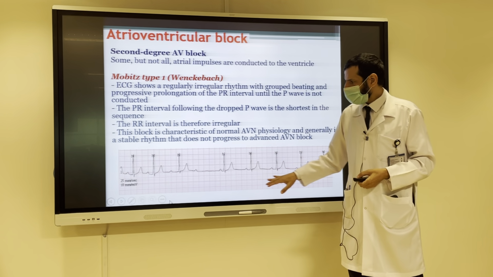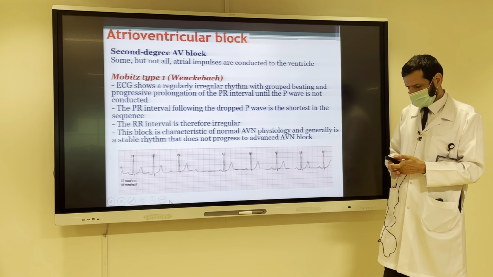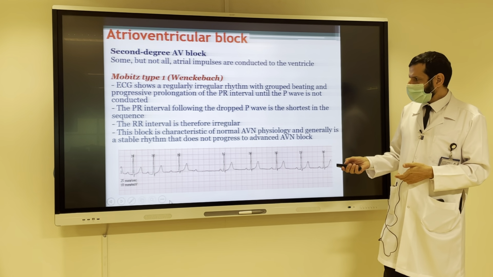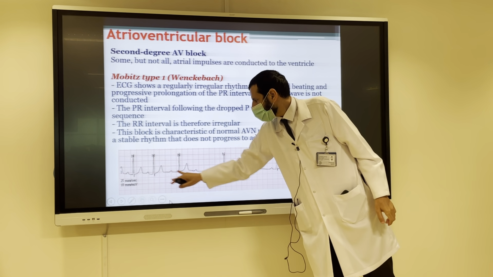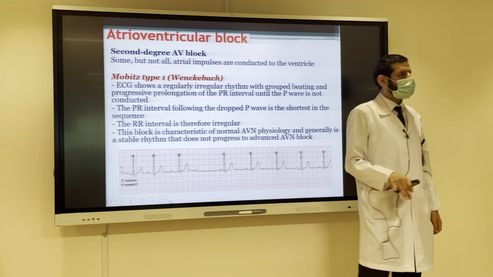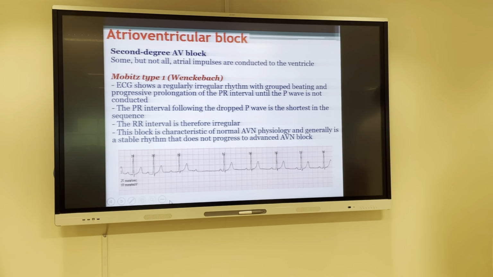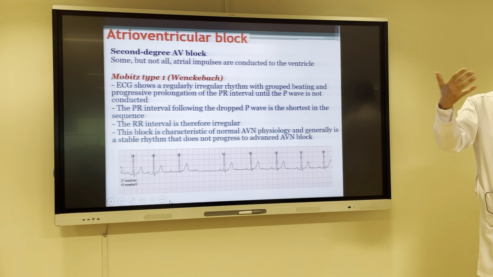And this one, you see P wave intermittently not conducting. It's conducting here, but suddenly there is P wave with no QRS complex. It means there is a problem in the AV node. And once we see conduction most of the time and no conduction intermittently, we are dealing with second degree immediately. In second degree, there are two types, type 1 and type 2.